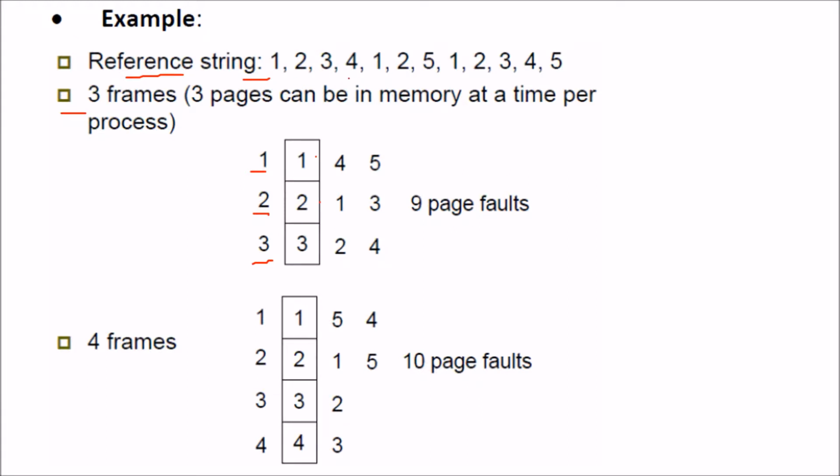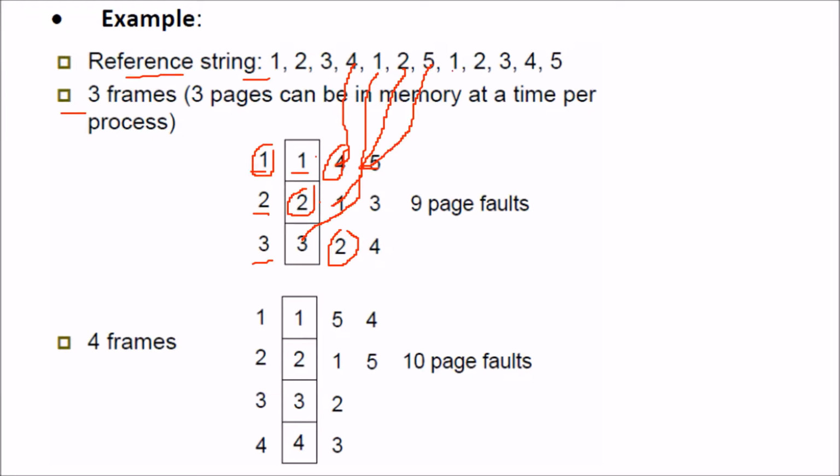Then 4 will come. The oldest one is 1, so we have to replace this 1 by 4. Now 1 will come, because we have just replaced with 4, and this is the newest one. We have to replace this 2 with this 1. Now in the frames we have 4, 1, and now 3. Now 2 will come, so we replace this 3 with 2. Then 5 has come, and in 4, 1, 2, the oldest is now 4. So we replace this 4 with 5.